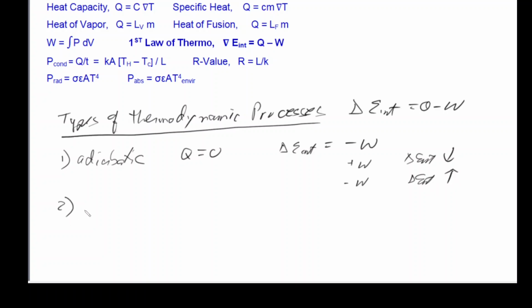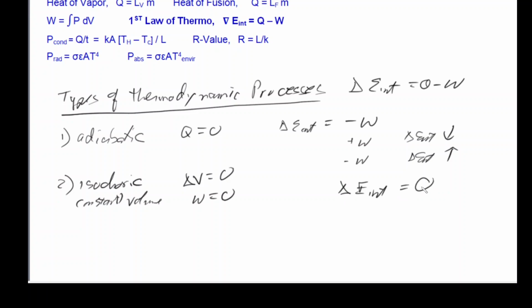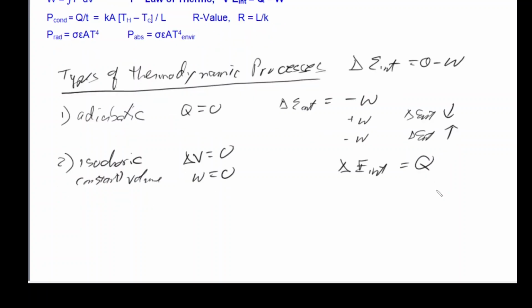Another type of process is isochoric, or constant volume. And in this case, the change in volume is 0. Therefore, the work done is 0. Of course, you need to have a change in volume to have work done, and our change in internal energy will be equal to just the heat transfer in or out.